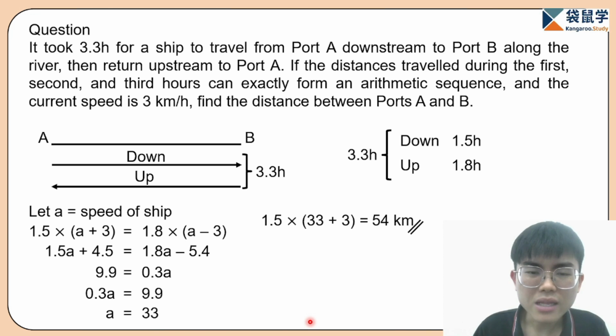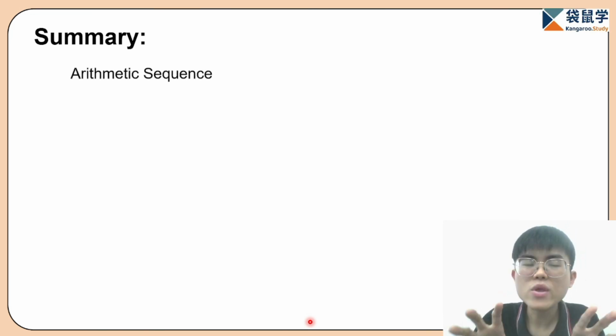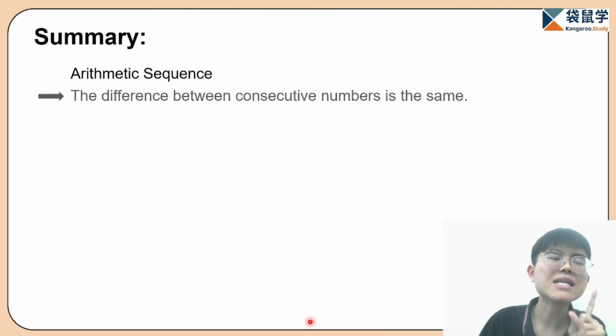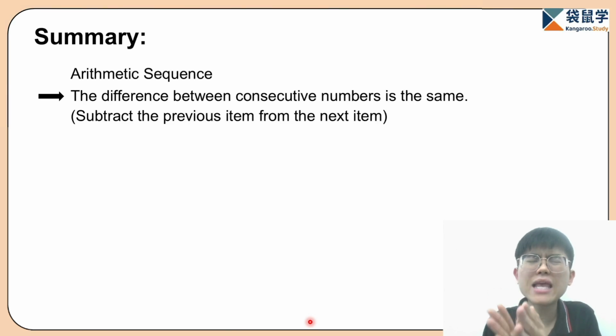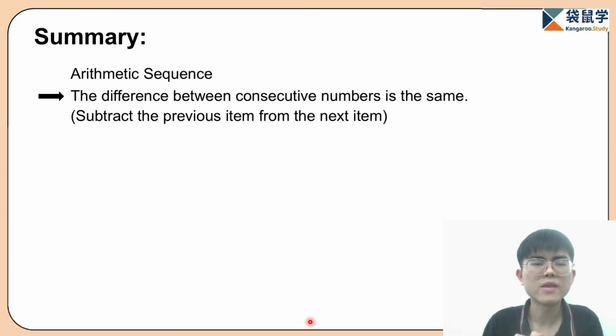So everyone, let's try to summarize what we have learned from this question. So we know that we have the arithmetic sequence. Arithmetic sequence means that the difference between the consecutive numbers must be the same. So you can either use the first minus the second number, or you can use the second number minus the first number. It can be different types of the difference here.